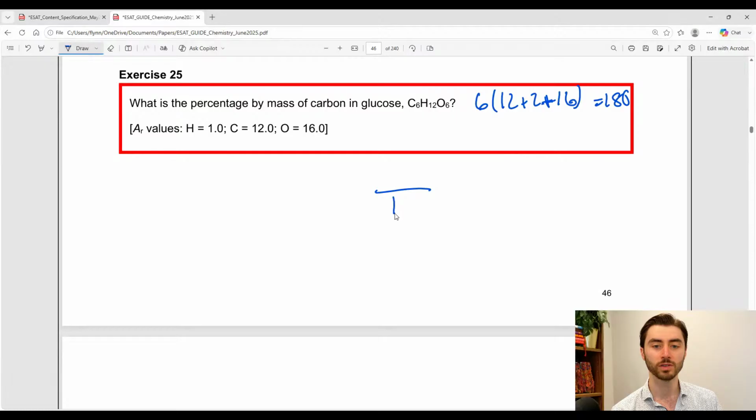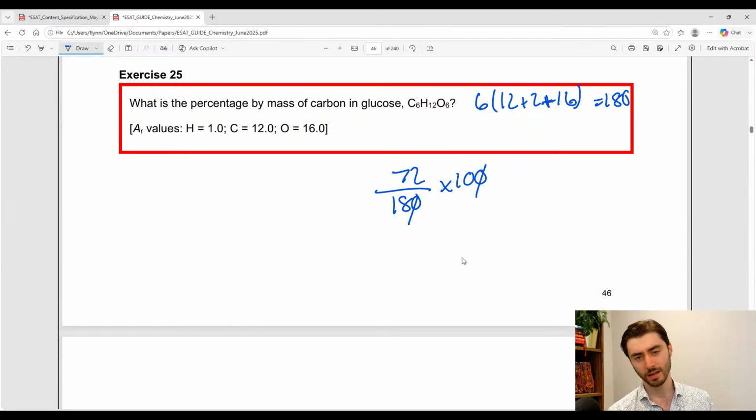Now, out of that 180, 72, so say we had 1 mole of this stuff, right? It would be 180 grams, 72 grams of which would be carbon. And you multiply by 100, and that gives you the percentage by mass. So immediately I'm going to cancel this 10, 9, and 30, 60. So that becomes 4, and it's 40%.